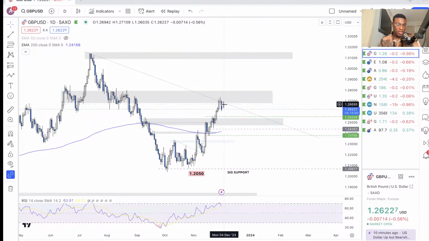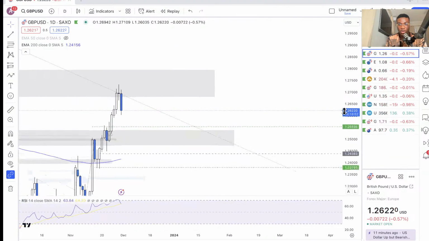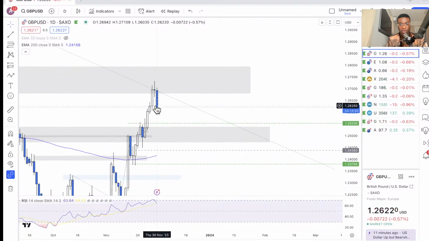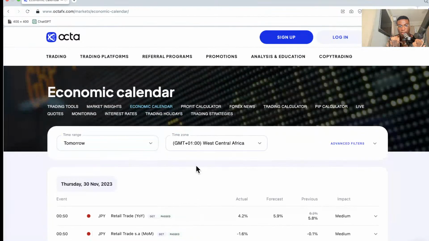So, as long as the pound dollar is trading below this trend line and this key level, I'll be looking for sell opportunities. I'm also going to wait for this candlestick to close bearish. If it closes bearish and the next one gives me bearish momentum, then I'll be looking to sell the pound dollar. Also, I think we have NFP data. Let's quickly check that.